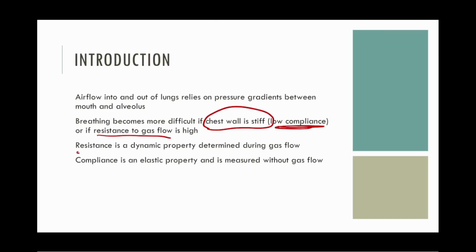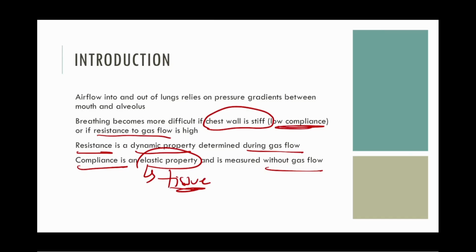Resistance to flow is a dynamic property determined during the gas flow. Compliance is an elastic property and is measured without gas flow. So we look at elasticity, the compliance; you can just be breathing normally, but resistance has to do with flow of air. Compliance is more dealing with tissue: the lung parenchyma, the actual lung tissue. If that lung tissue gets stiff, your compliance is going to get worse. Resistance is a flow property. Is there anything in the way that's causing flow to be resisted?